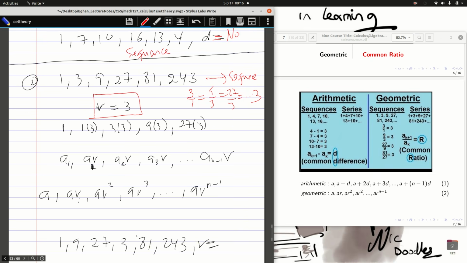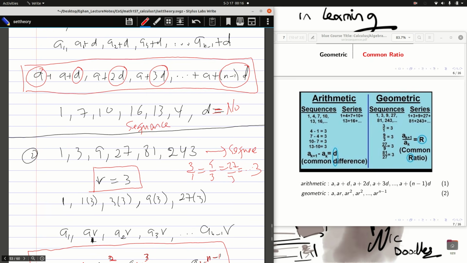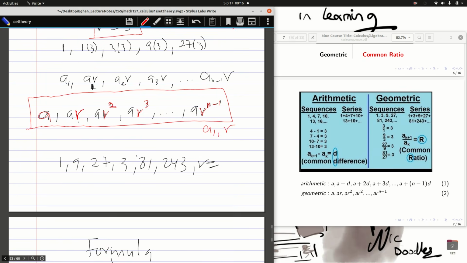If I want to generate a sequence, take the very first one, multiply the first one by r, multiply by r squared, multiply by r cubed, and the last term becomes r to the power n minus 1. I need the first number and the common ratio, and I can generate the sequence. As simple as that. That is what I have in equation 2. So note the general form for me.